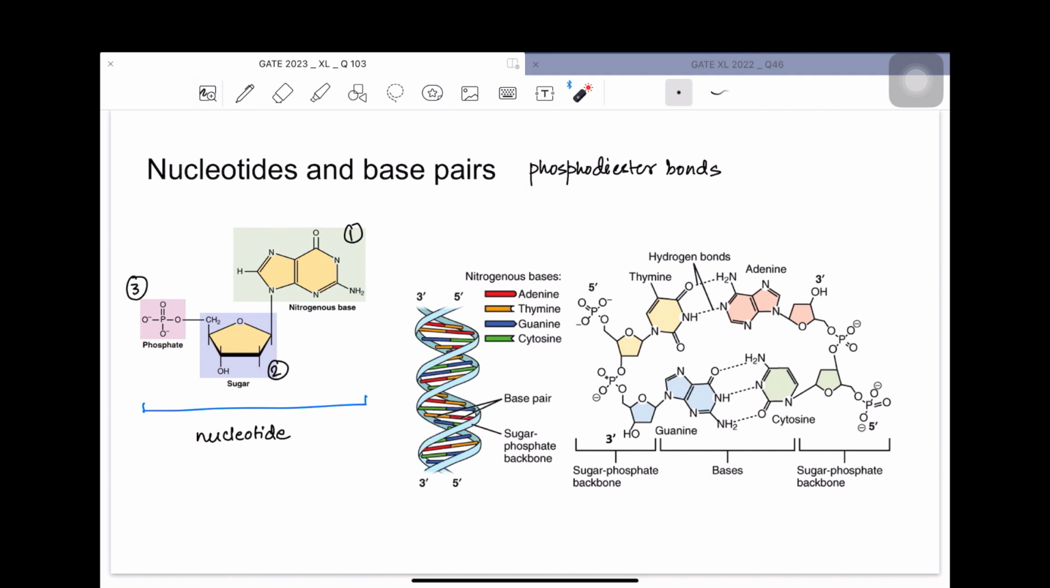Now these base pairs are projected inwards, and the backbone of this DNA, this particular backbone, is formed by the sugar and the phosphate. So the sugar and the phosphate form the backbone, and the nitrogenous base is projected inwardly from the sugar phosphate backbone. And these nitrogenous bases form base pairs with particular nucleotides. So adenine forms base pair with thymine, and guanine forms base pair with cytosine.